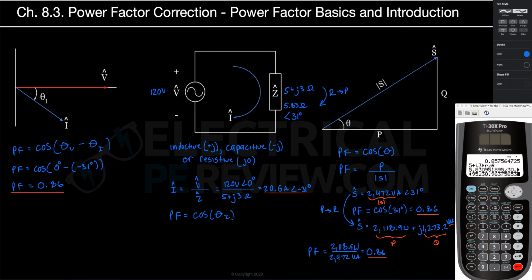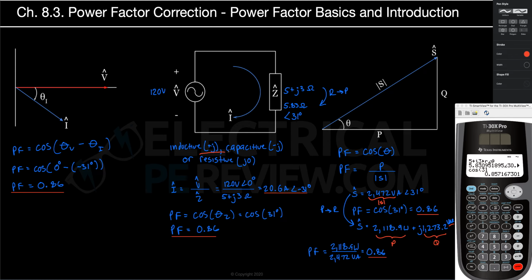All right, power factor is cosine of theta z. That's going to be the cosine of 31 degrees. And just like before, the cosine of 31 degrees is going to give us a power factor of 0.857, or rounded to 2 places, it's the same power factor of 0.86.